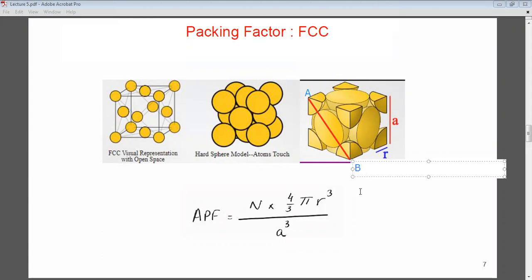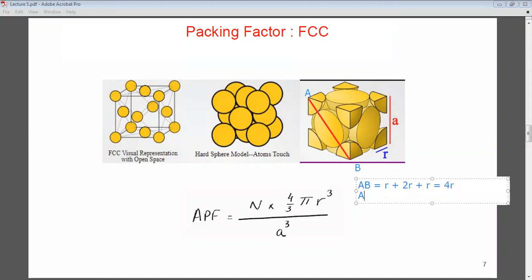So how much is AB in terms of R? It is R plus 2R plus R. So again, it's R plus 2R plus R, and this gives me 4R.